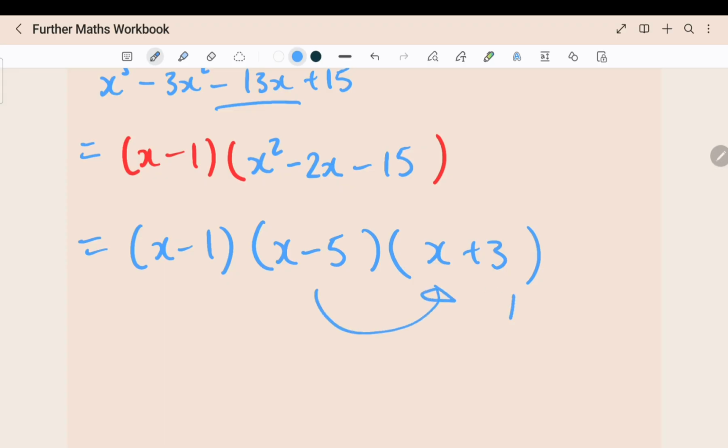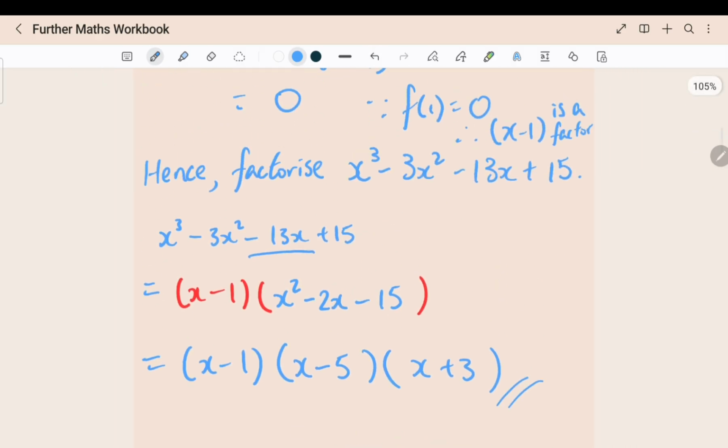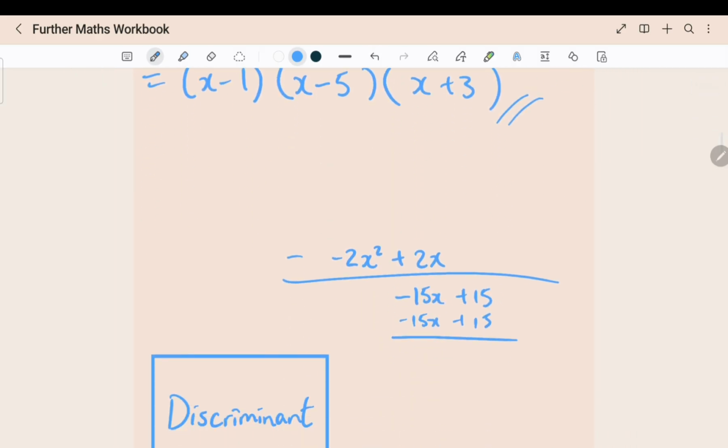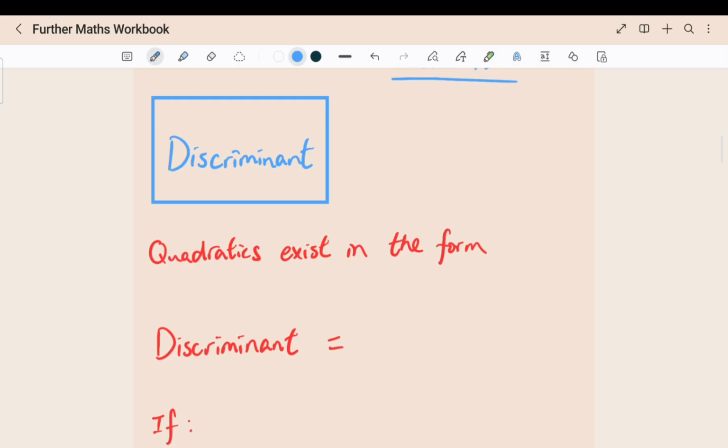Because that is minus 5x and that's plus 3x, which gives me minus 2x, and then this gives me minus 15. And that will be the fully factorized cubic. Brilliant. Next, quadratics exist in the form ax squared plus bx plus c.